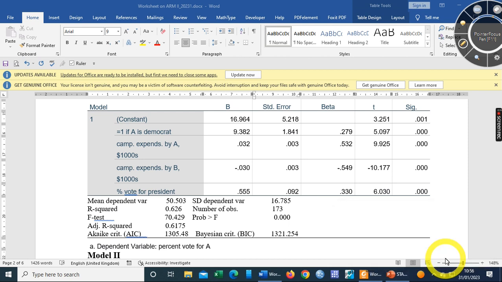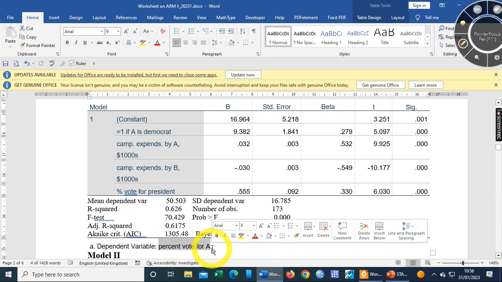In order to do so, we need to know how the variables are measured, and we need to know the functional form. Normally we applied the linear model here. The dependent variable is linear, and the independent variables are also linear. As you can see here, the dependent variable is percent vote for A.